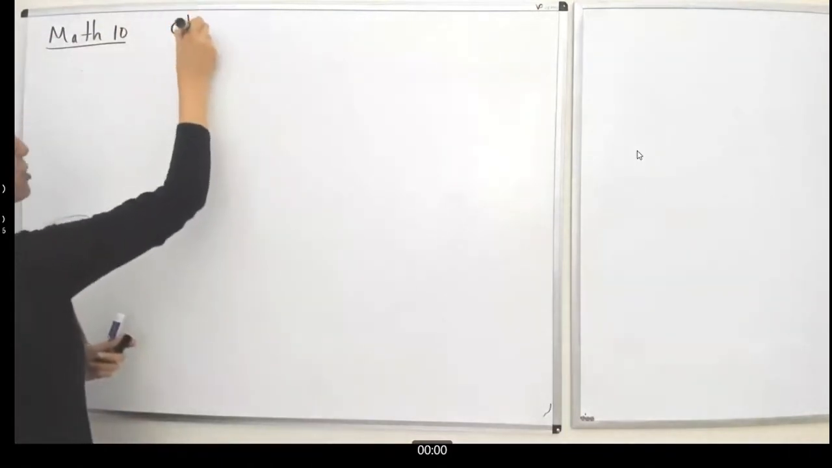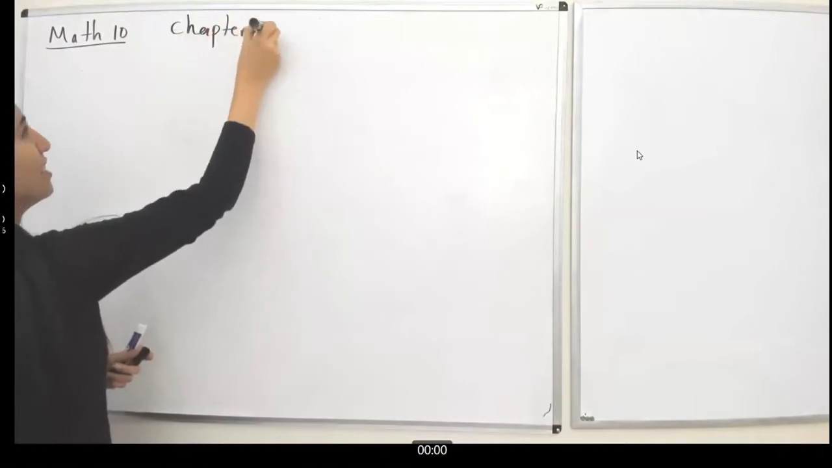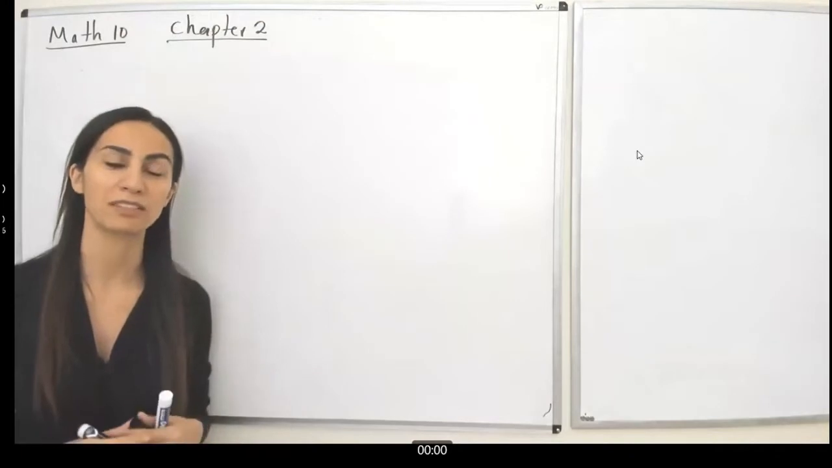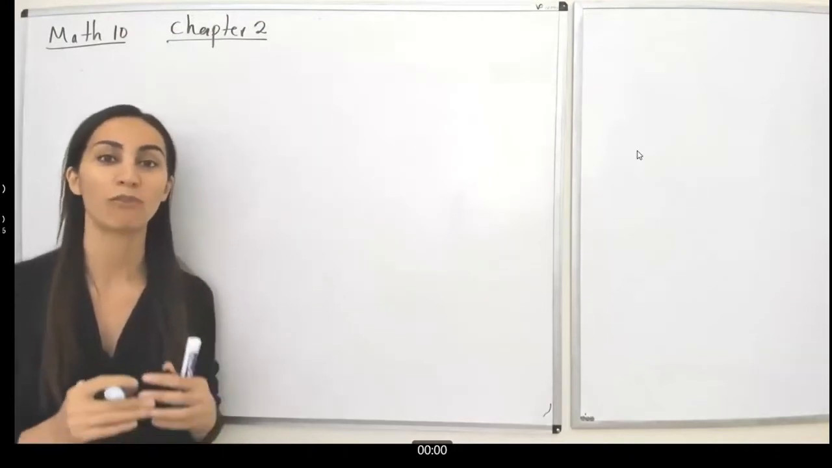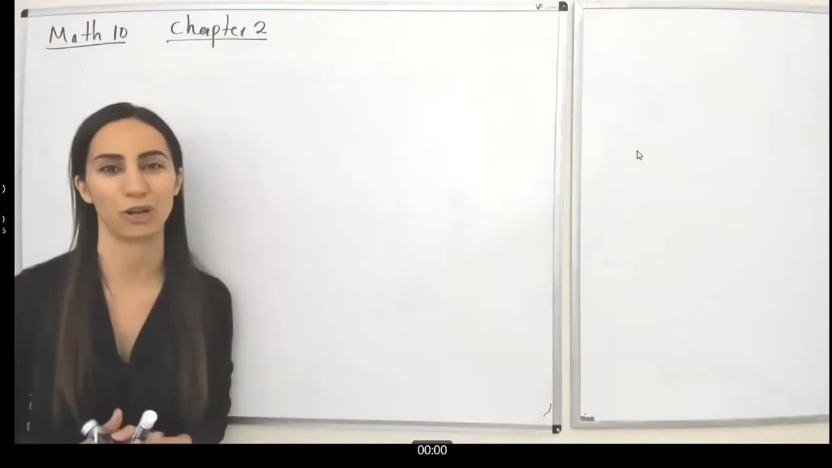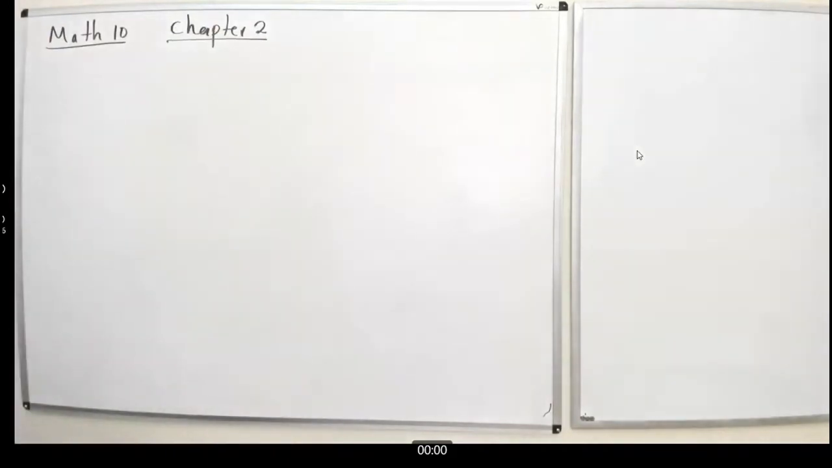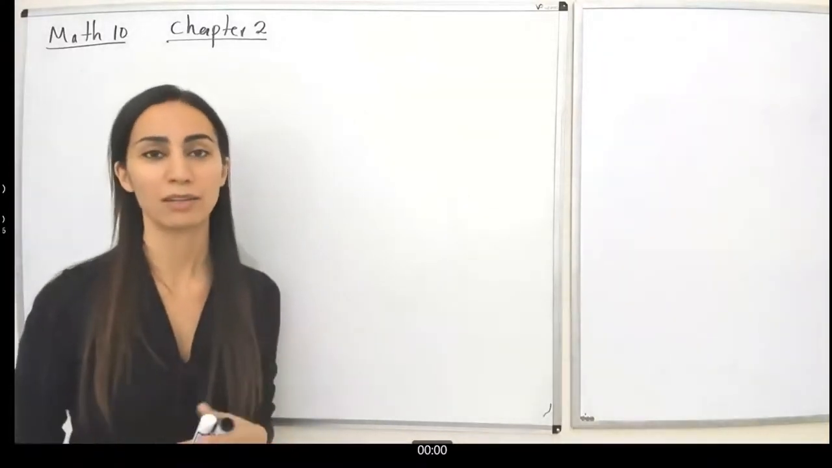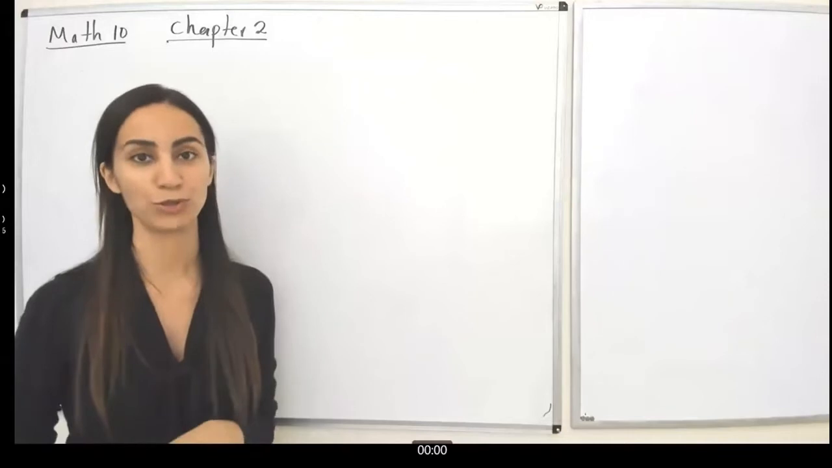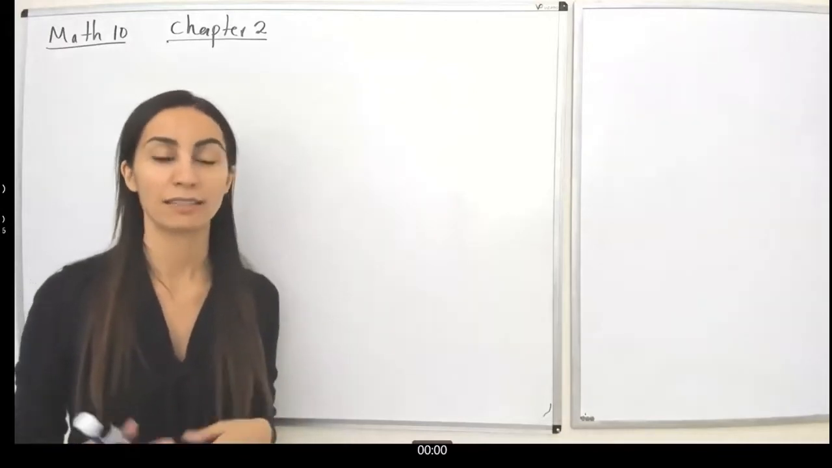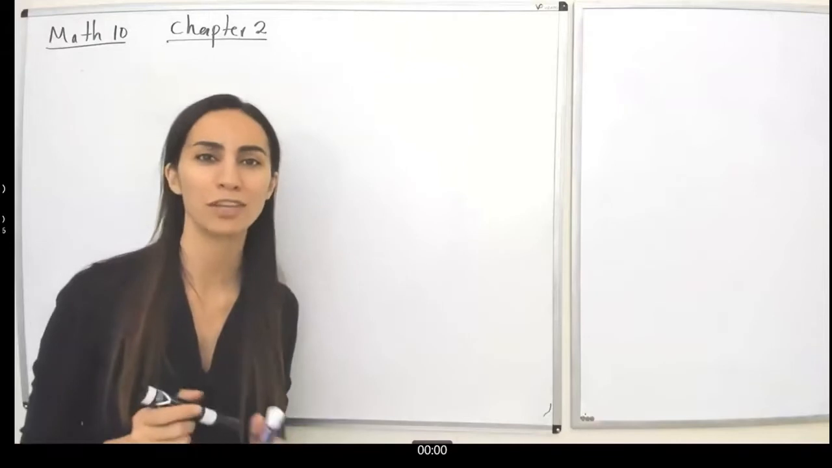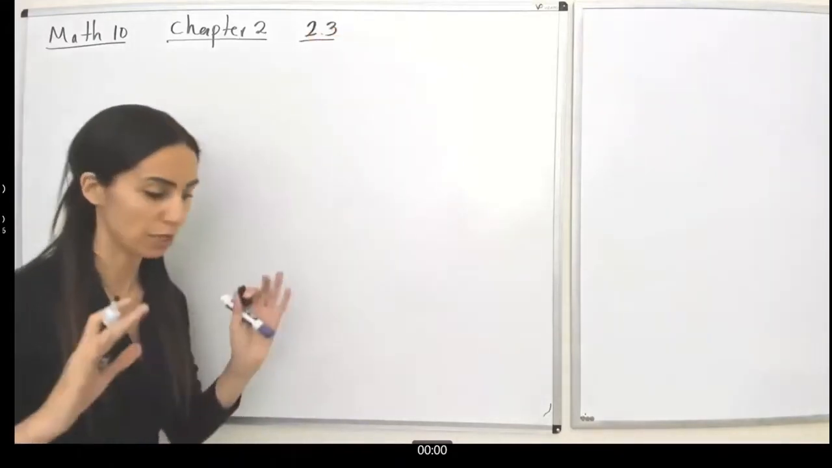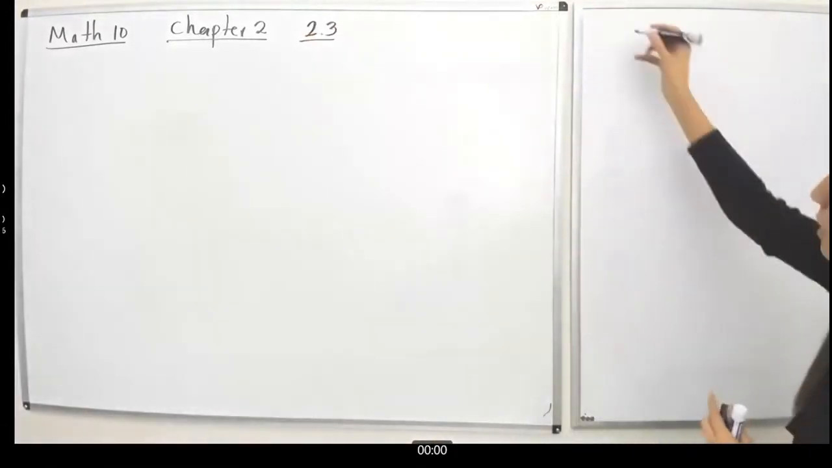So we started chapter 2, and today we're going to talk about different methods of measure of center of a collection of data. Okay, so we talked about 2.1, 2.2, 2.2 was graphs, and now we're going to start 2.3. So before starting 2.3, let us go over what we learned so far. Recall.